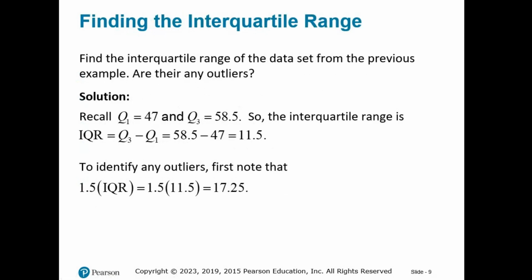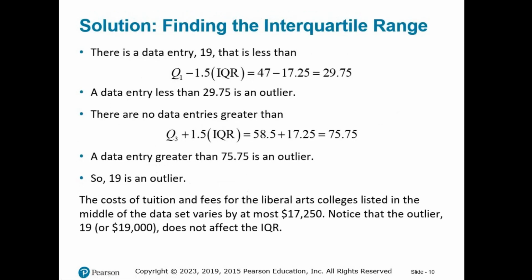Remember that the first quartile was 47, the third quartile was 58.5, and the interquartile range was 11.5. Now we multiply that number by 1.5 and get 17.25. That's the number we work with now. When we subtract 17.25 from 47, we get 29.75. There is a data entry less than that value, 19. It is an outlier. Now let's look at the greater than values.